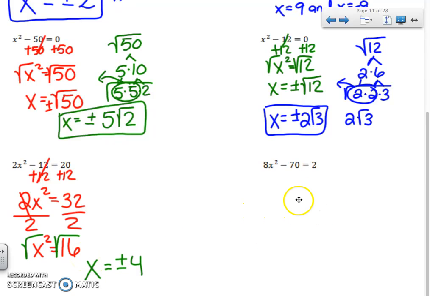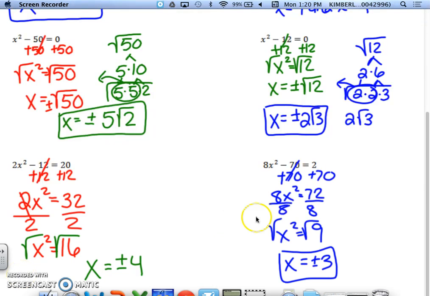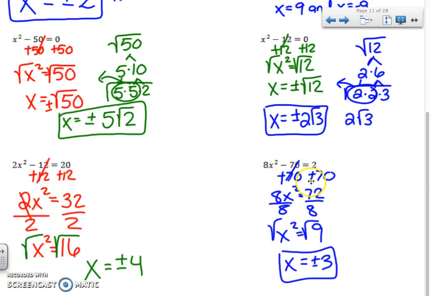All right, why don't you try this one on your own? Press pause and we will go over the answer. All right, so on this one, I added 70, got 72, divided by 8, and got x squared equals 9. Good thing about 9 is it's a perfect square, so when you square root both sides, you'll get x equals, don't forget your plus minus, and a 3. Okay? So that is how you solve by taking the square root.